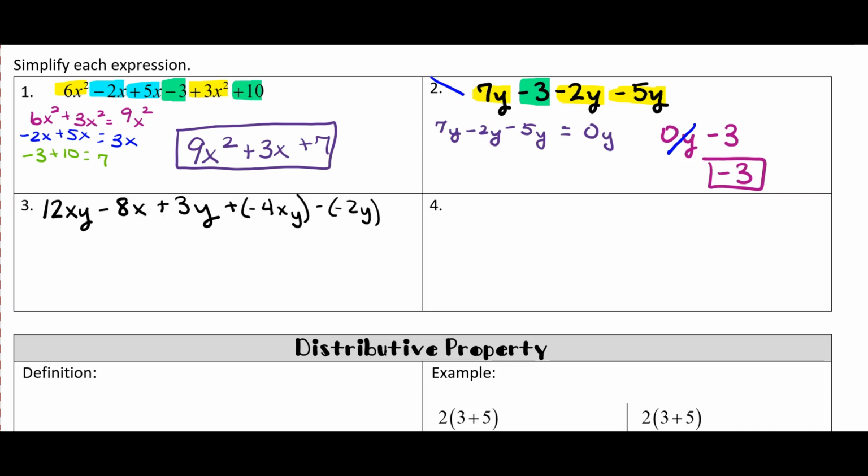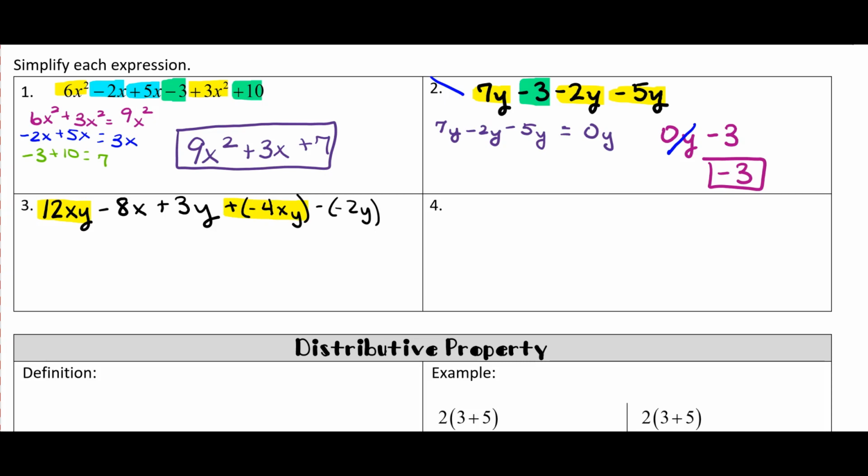All right, number 3. 12xy minus 8x plus 3y plus a negative 4xy minus a negative 2y. Now, this problem has two things that are interesting. One, we have terms with two variables, x and y, and we have some double signs here. So we're going to go through here again, and I'm going to start with this 12xy. I tend to like to start at the beginning. I'm going to look to see, are there any other xy terms? And there are. We have this plus negative 4xy.